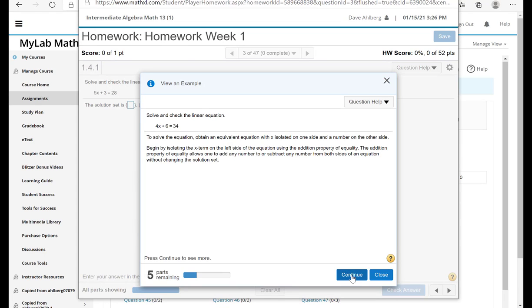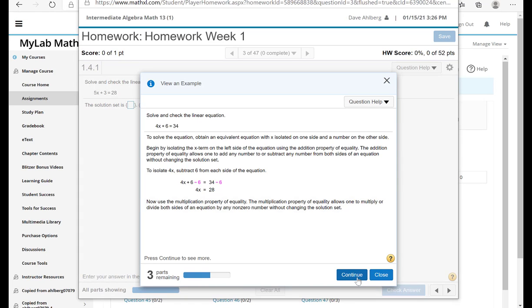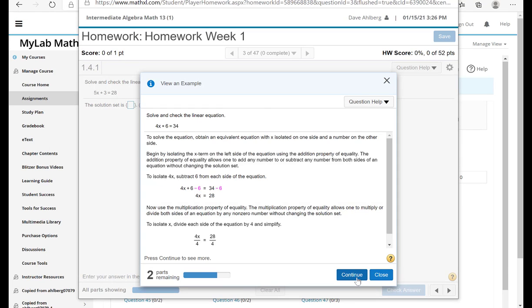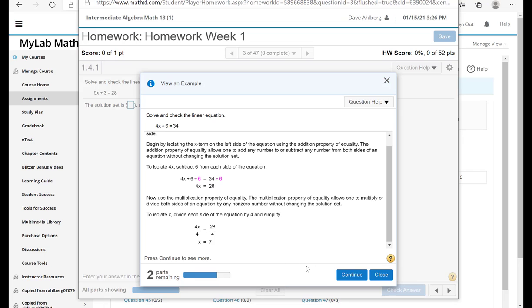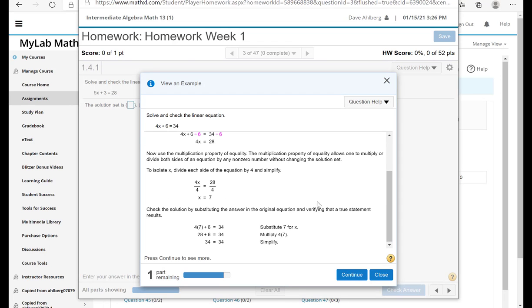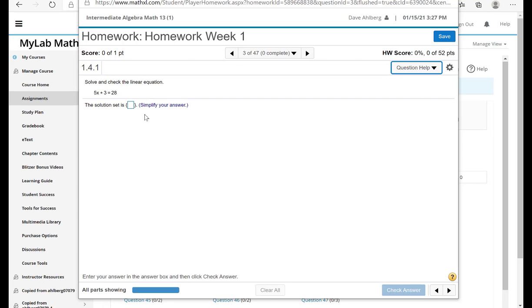All right, you have to isolate one side, so you subtract 6 from both sides. You get 4x is equal to 28. Now you need to multiply or divide. You divide by 4, so x is equal to 7. Continue. Let's check it. Plug it into the equation. 4 times 7 is 28 plus 6 is 32, and we got it. Okay, close. So then you could solve it.